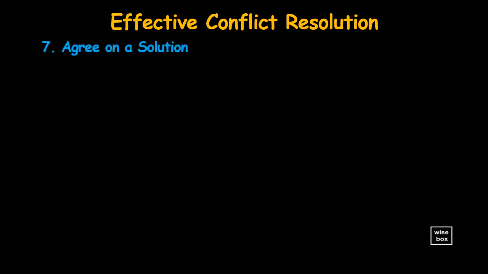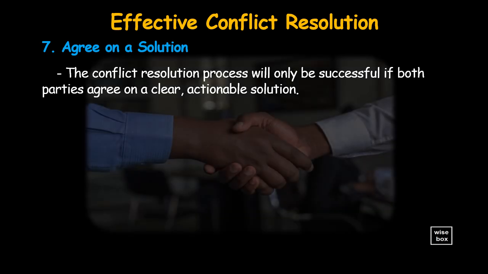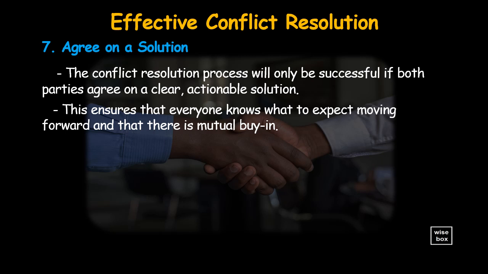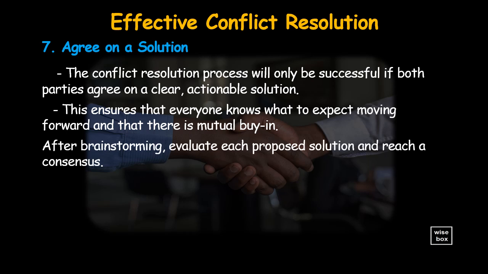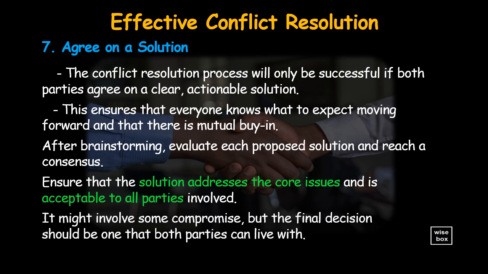7. Agree on a solution. The conflict resolution process will only be successful if both parties agree on a clear, actionable solution. This ensures that everyone knows what to expect moving forward, and that there is mutual buy-in. After brainstorming, evaluate each proposed solution, and reach a consensus. Ensure that the solution addresses the core issues, and is acceptable to all parties involved. It might involve some compromise, but the final decision should be one that both parties can live with.